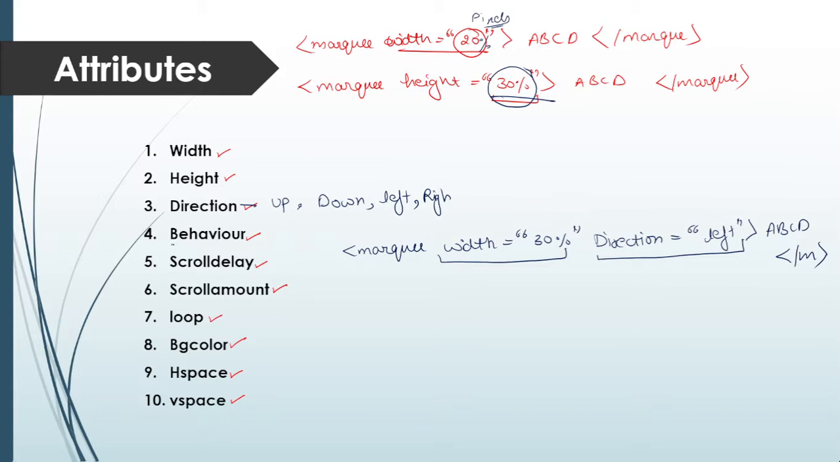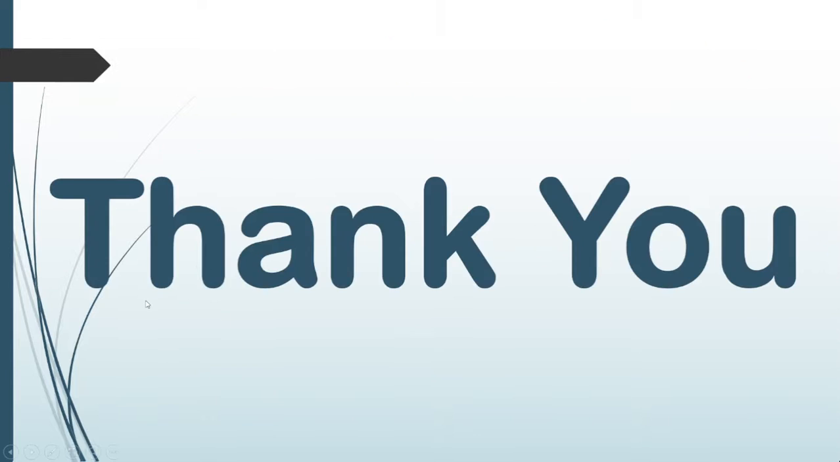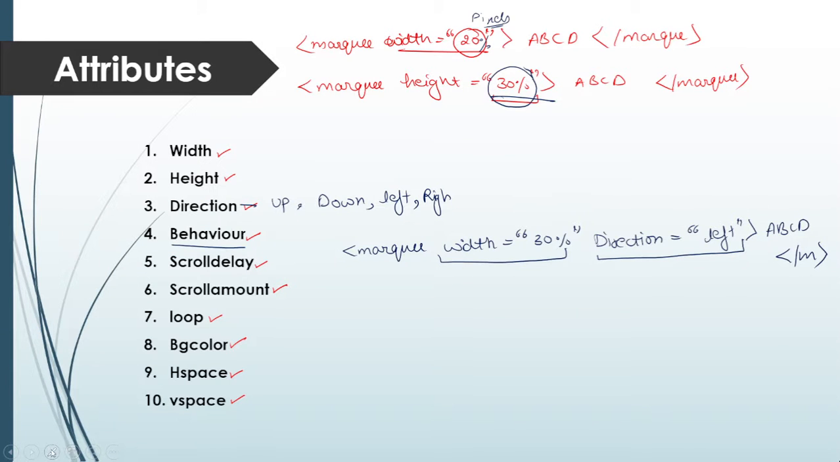Right? Next point we have is its behavior. So behavior is also very important. Behavior specifies the type of scrolling of Marquee. ठीक है, so ये Marquee की scrolling का type हमको बताता है.